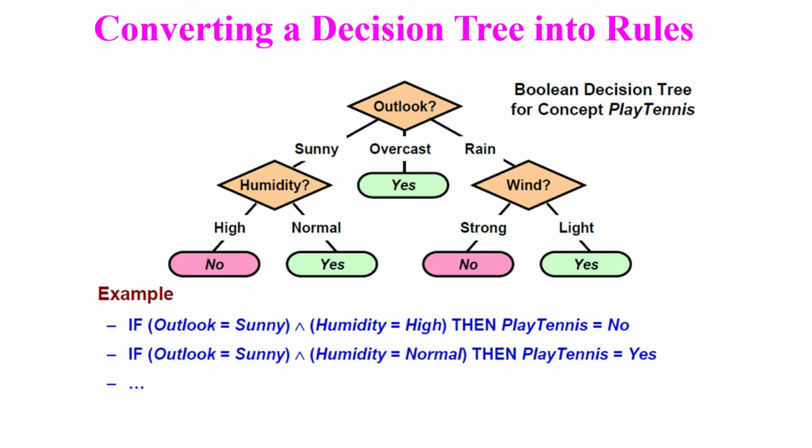The figure shows the converting of a decision tree into rules. Here we will apply if with AND function. For example, if we consider the left path, then it is: if outlook is equal to sunny and humidity is equal to high, then play tennis is no. One more path may be: if outlook is equal to sunny and humidity is equal to normal, then play tennis is equal to yes. Like this, all the rules are taken out from the decision tree. In short, the decision tree is now converted into a set of rules and each rule is pruned.